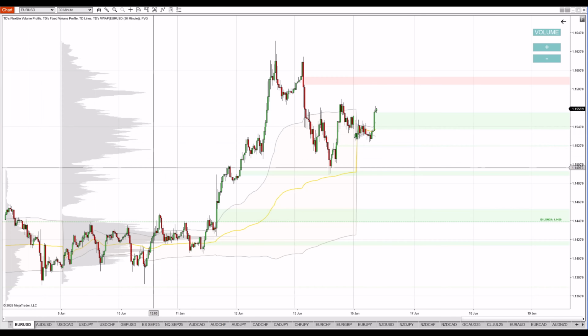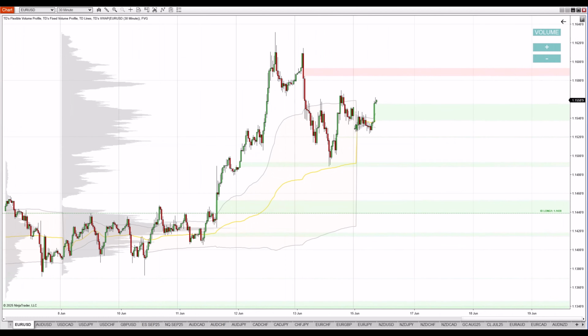What you see before you is the NinjaTrader 8 platform with my custom-made volume profile and VWAP indicators. And the chart is the EUR/USD 30-minute time frame. In here I want to talk about a strong support, and you can see that support in here. It is at 1.1439. And there are a couple of reasons behind this being a strong support.